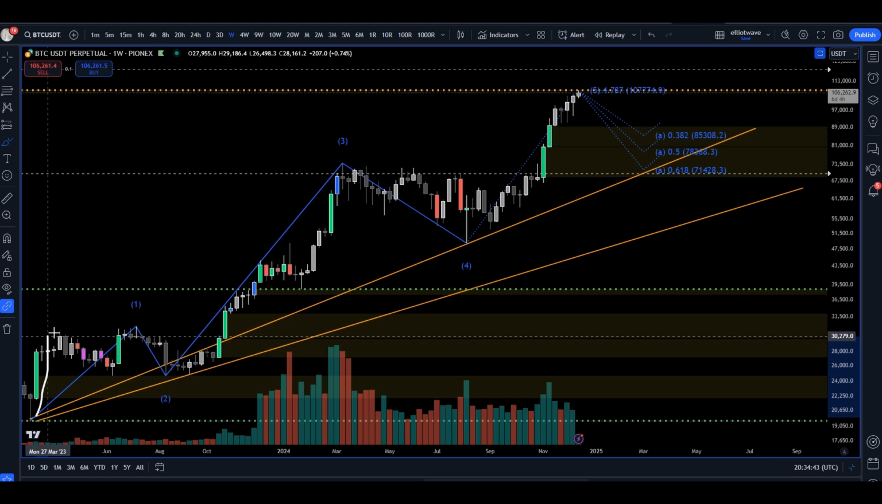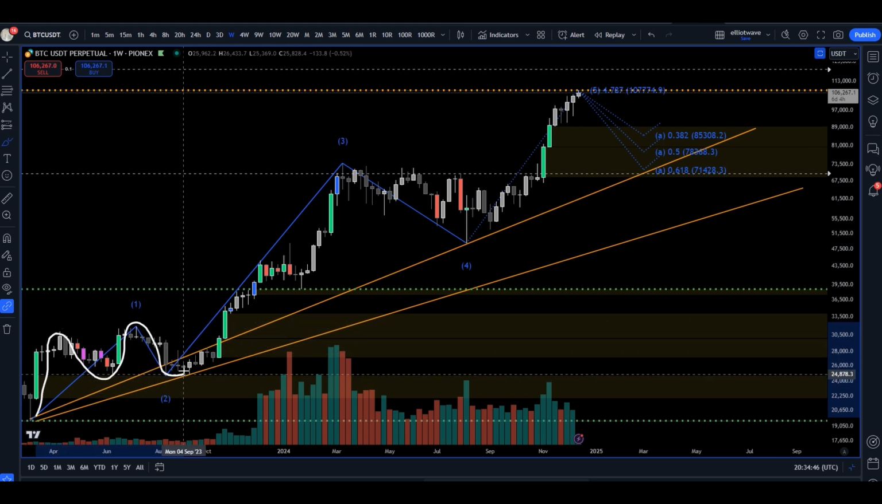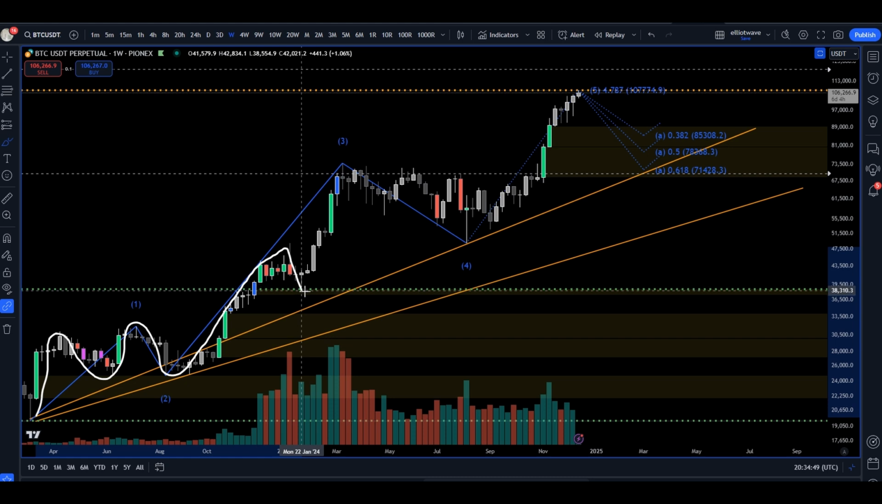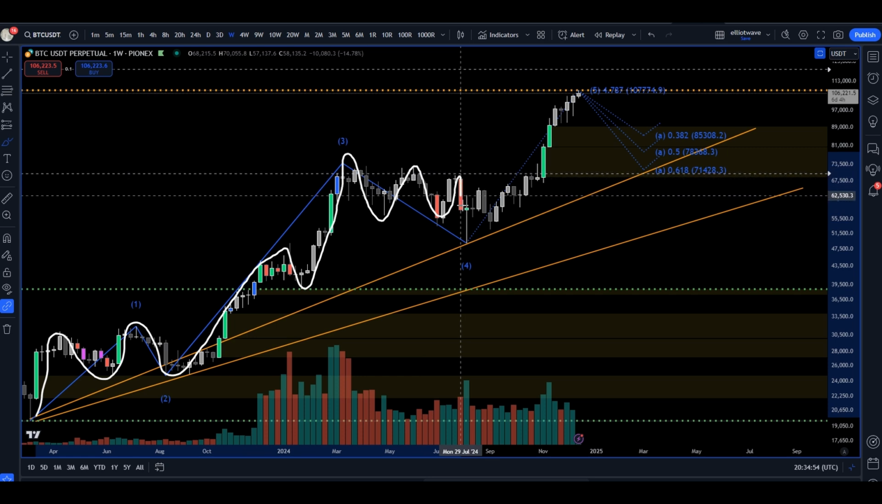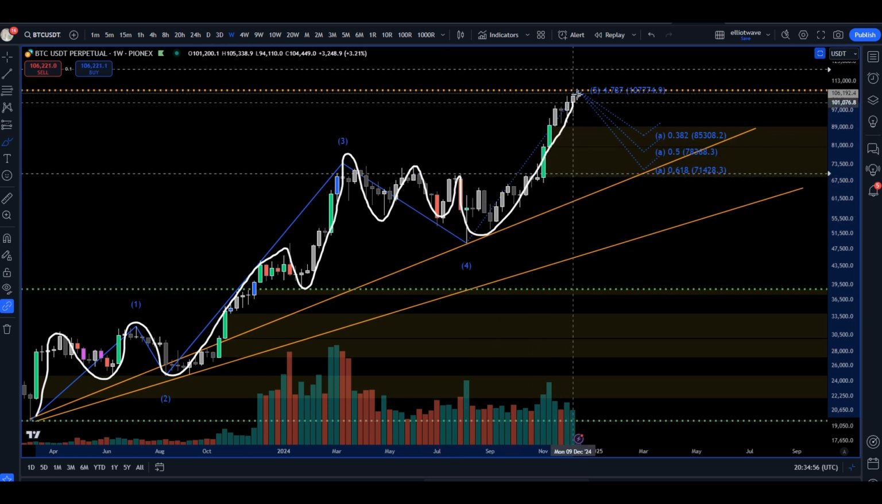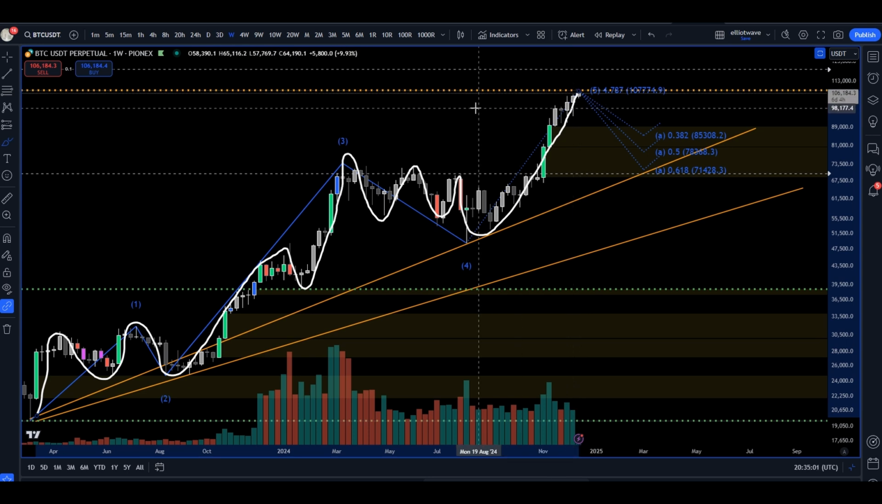Identifying these waves helps traders forecast future price movements. The theory often incorporates Fibonacci retracement levels to pinpoint potential support and resistance areas. Fibonacci levels are crucial because they help traders identify potential reversal points in the market. For instance, a common retracement level is the 61.8% level, which is often referred to as the golden ratio.